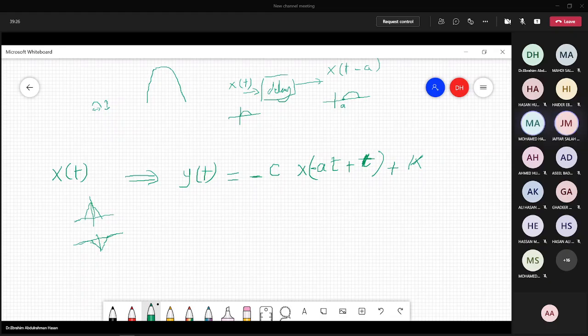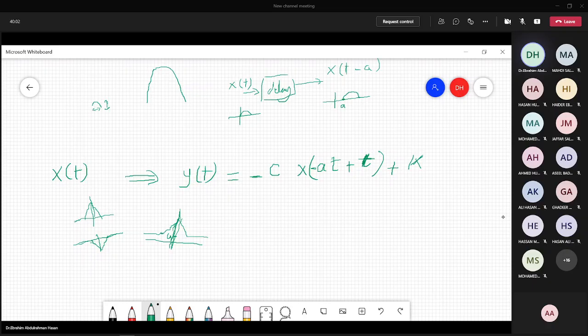Shift, up and down. Shift it up or down. Okay, if it is positive, then up. If it is negative, then down. Okay, so K is going to do this. Instead of starting from here, it's going to start from here. Okay, so it shifts up if K is positive, so then this is K.